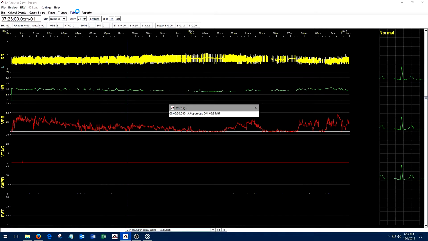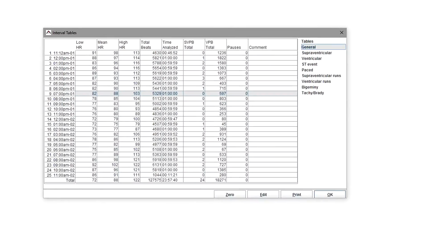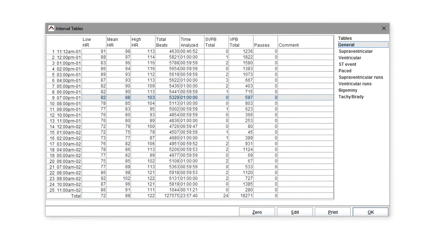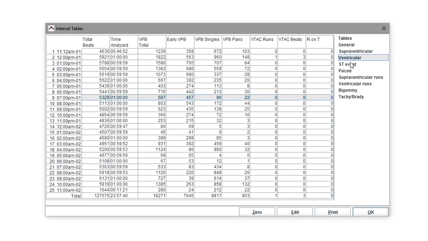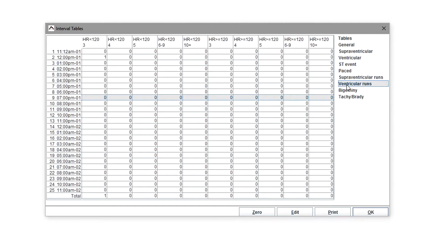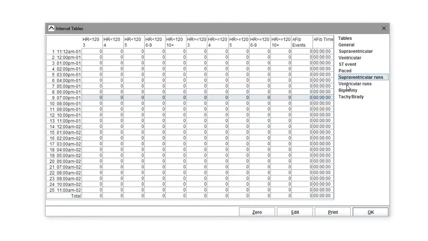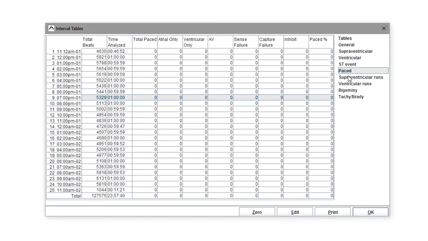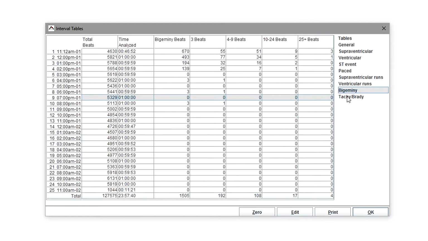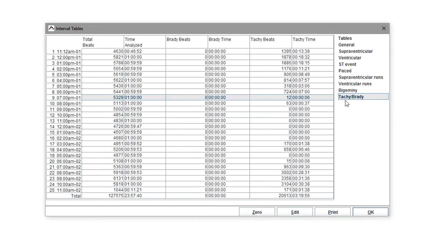Reviewing tables. Tables to be included in the final report include interval tables of general, ventricular, supraventricular, ventricular runs, supraventricular runs, pacemaker data, bigeminy, oximetry, and tachycardia and bradycardia data, along with a table listing episodes of significant ST segment change. Oximetry tables appear for only those patients with oximetry data.